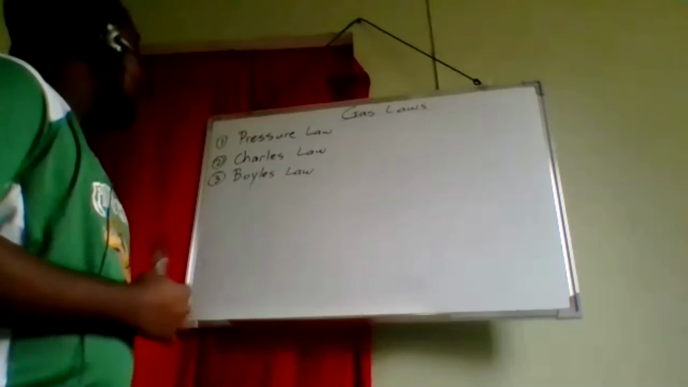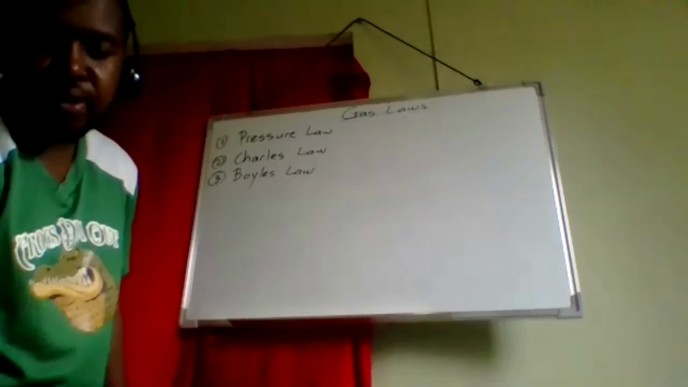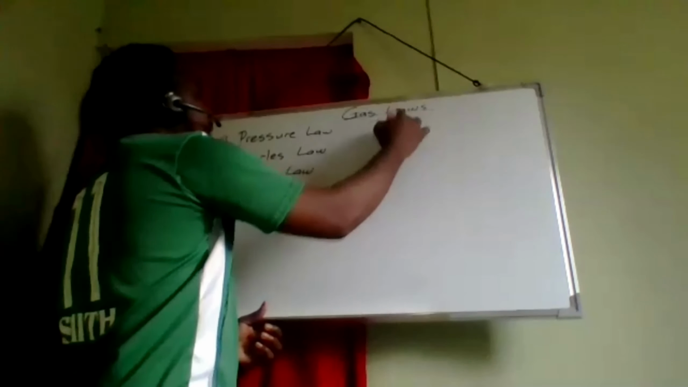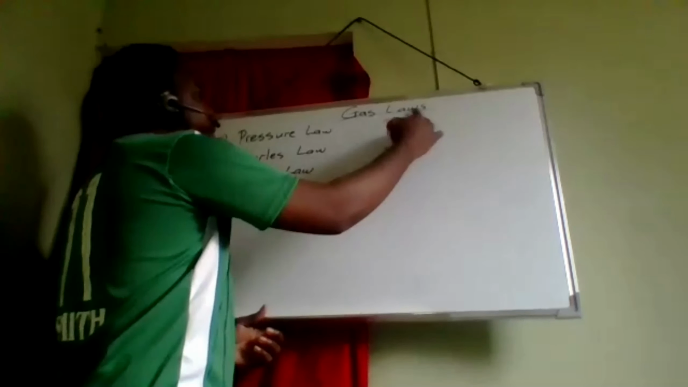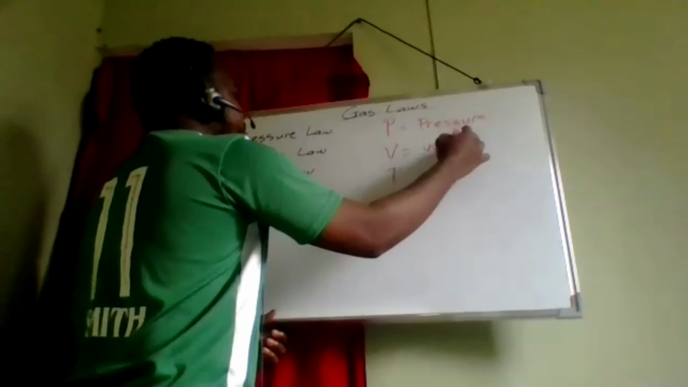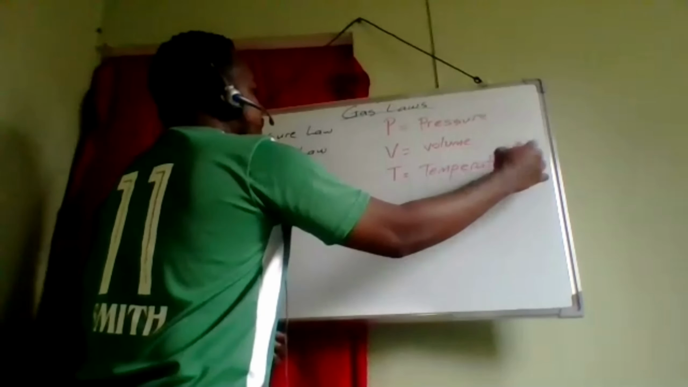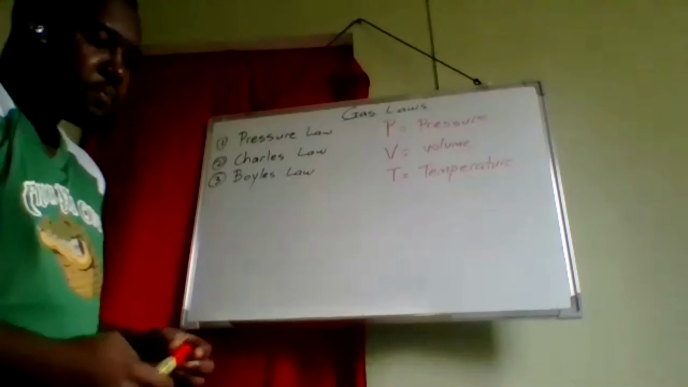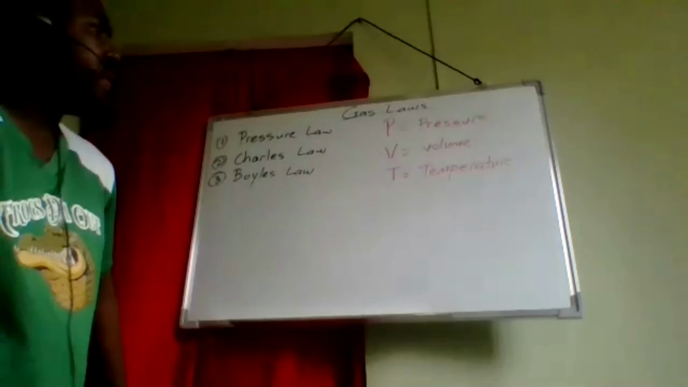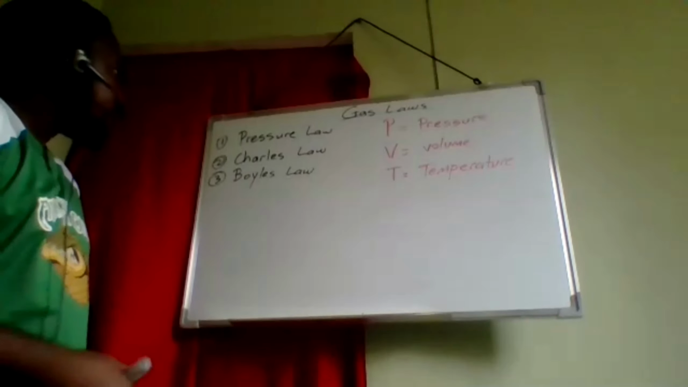So these 3 laws actually tell us how gases behave under specific conditions. Now, the conditions that we use for these laws are P, V, and T, where P here represents the pressure, V represents the volume, and T represents our temperature. So these are the 3 quantities or variables that will be affected in each of these laws, right? So let's go with pressure law.